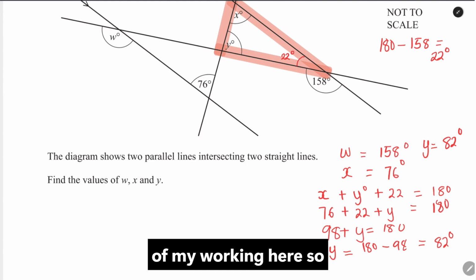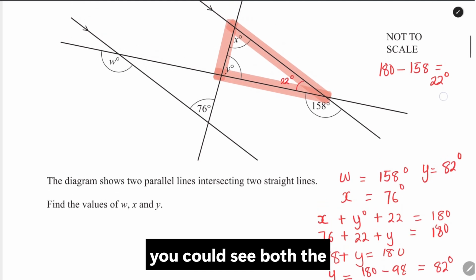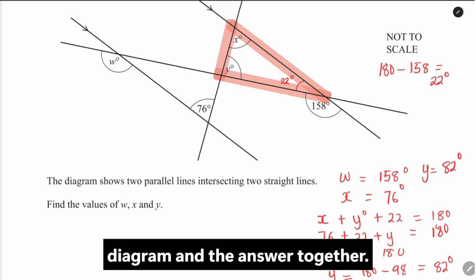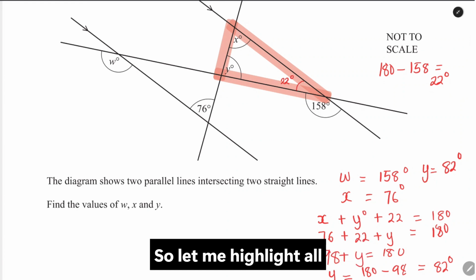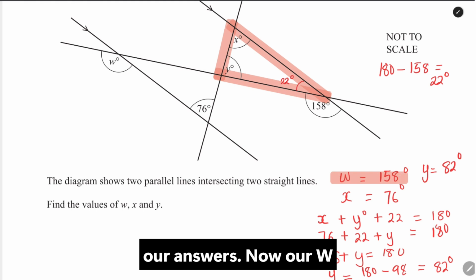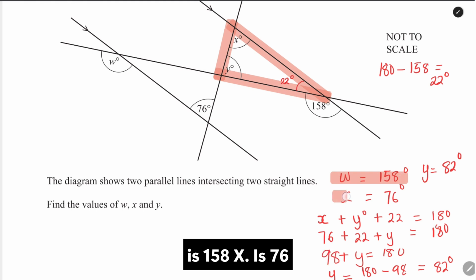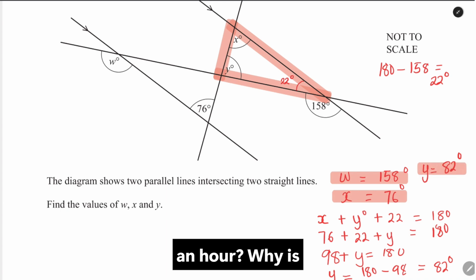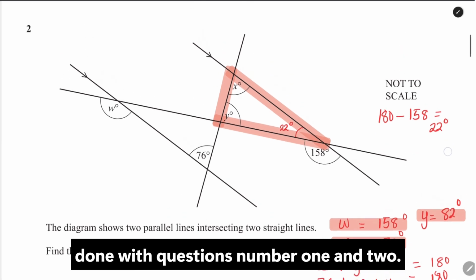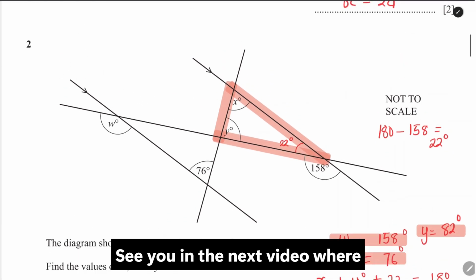I wrote all of my workings here so you could see both the diagram and the answer together. So let me highlight all our answers now. Our W is 158, our X is 76, and our Y is 82. All right, so we're done with questions numbers 1 and 2.